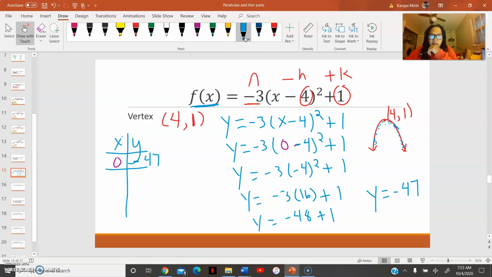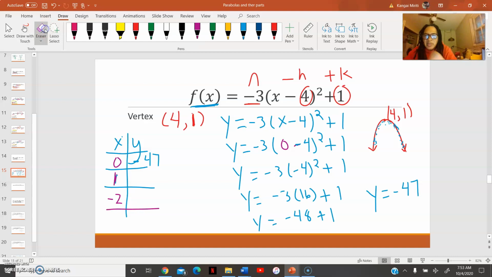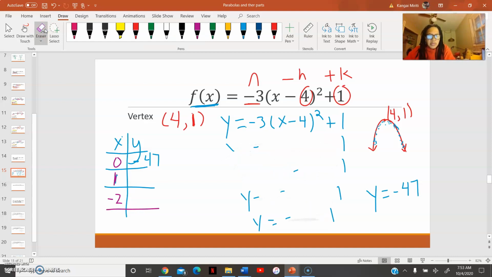One particular point. We could have done the same thing. We could have put in 1 for x, or negative 2 for x, or any other value. Let's just look at one other value. Let me erase the board here, just so we see we do not have to use zeros. We could use other values.